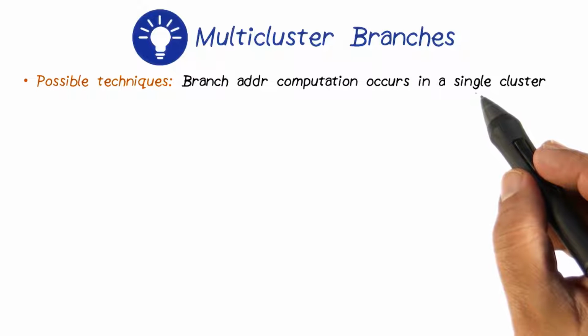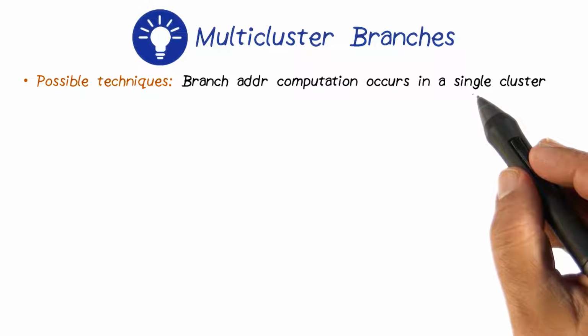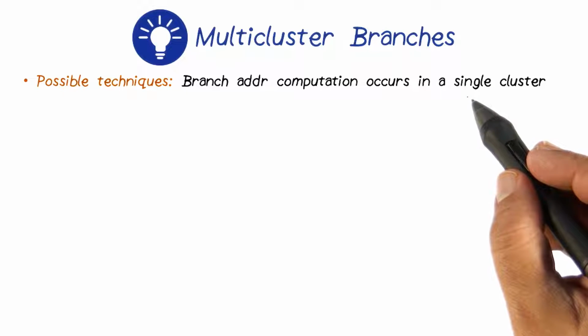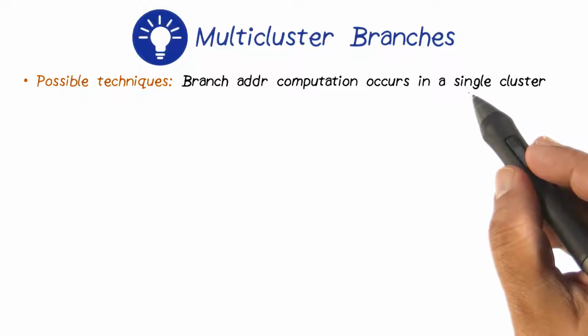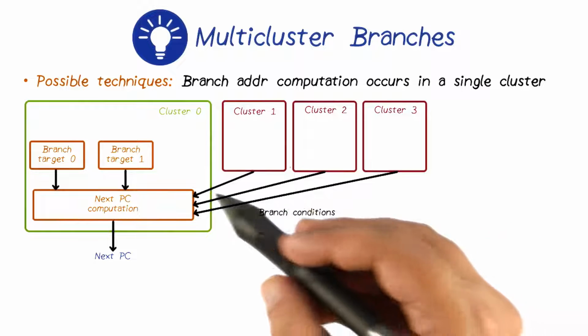The benefit of this approach is that many times the target computation is complex, and therefore it is best to confine all the target computation operations to one cluster, making that one much heavier, and leave the other clusters simple, to compute the branch conditions. Here is an example of such a solution.